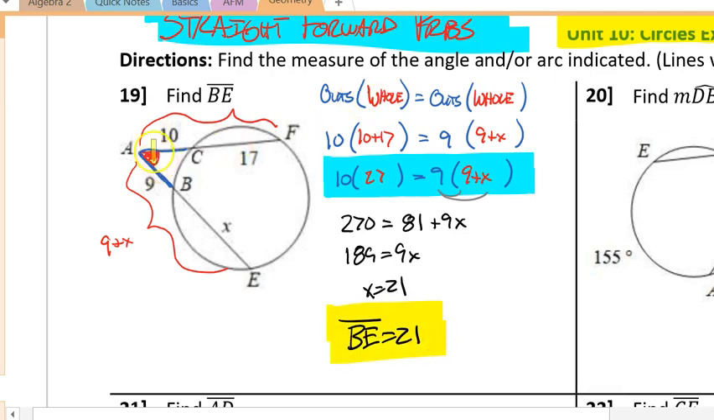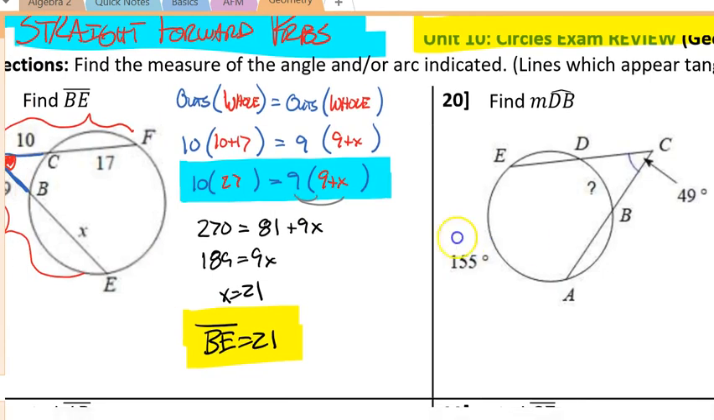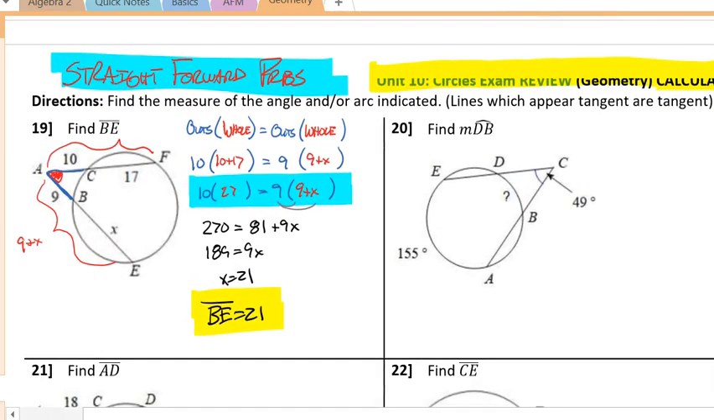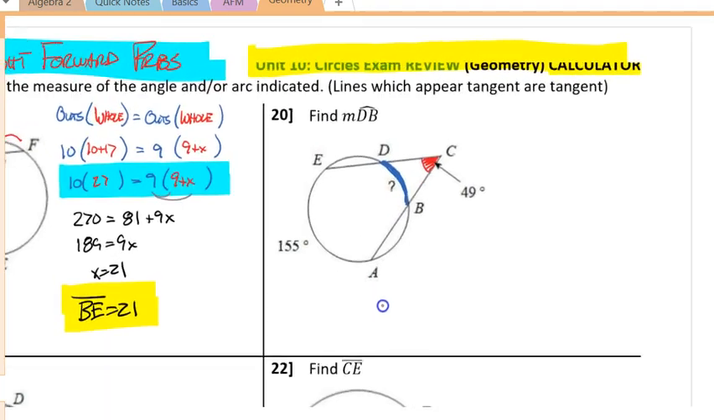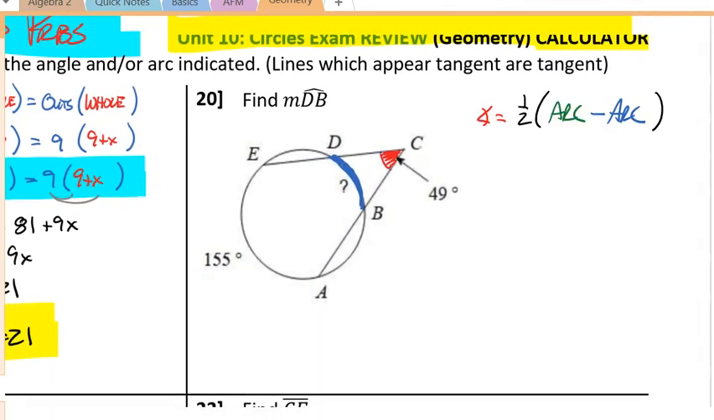Outside the circle for segments is outside times whole is equal to the outside times the whole. Okay, if I take a look at question number 20, it looks like we are given the same scenario. We are given an angle outside of the circle, but in this case we're not finding a segment, we're actually finding an arc measurement here. So we know the formula for this is going to be, zooming in, the angle is equal to 1/2 of the arc minus arc, where we take the bigger arc, which in this case looks to be 155, and subtract it from my smaller arc, which in this case is my unknown.